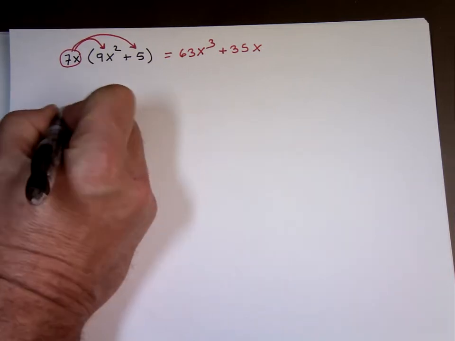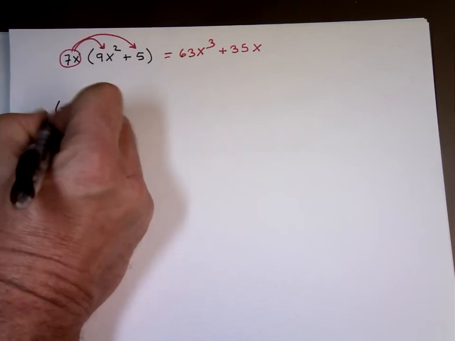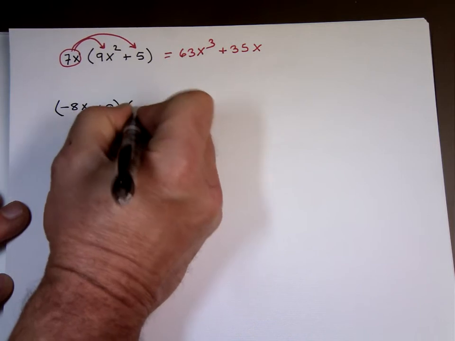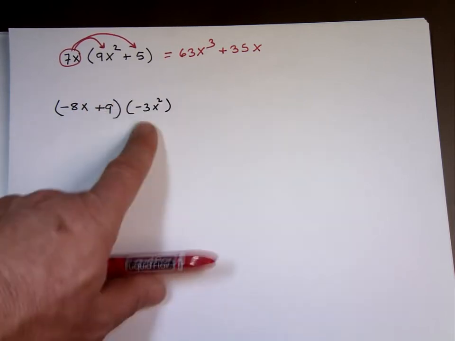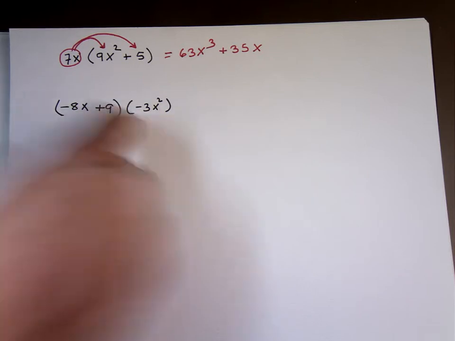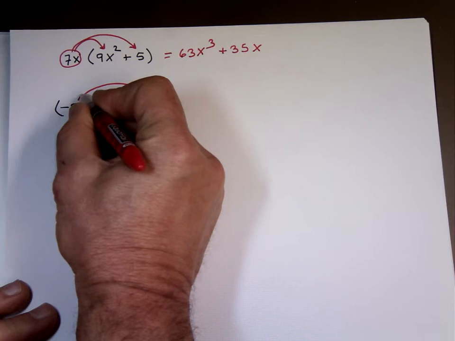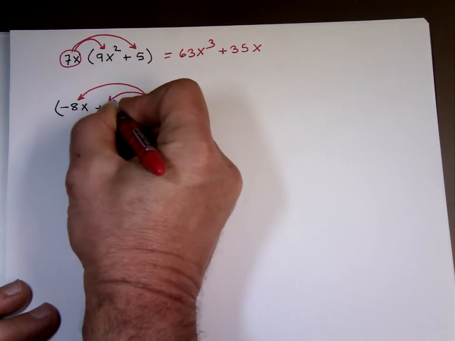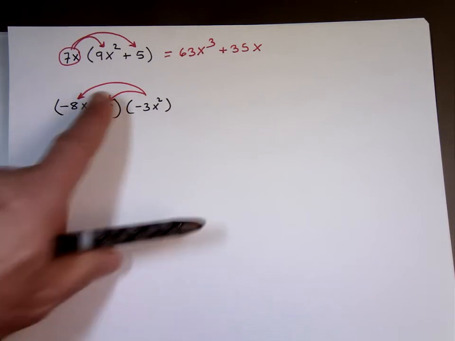Negative 8x plus 9 times negative 3x squared. Now me personally, I don't like that monomial to be at the end. I like it in the front, but it really doesn't make a difference. You're going to grab that one term and multiply it through it. So I'm going to take this one, multiply it by this, then I'm going to multiply it by that. So let me cover this first. Let's multiply these two.